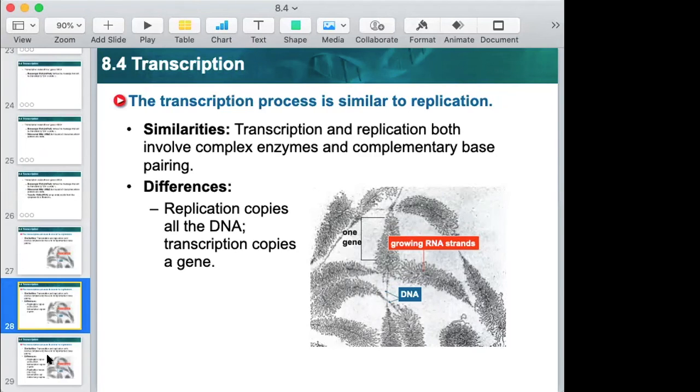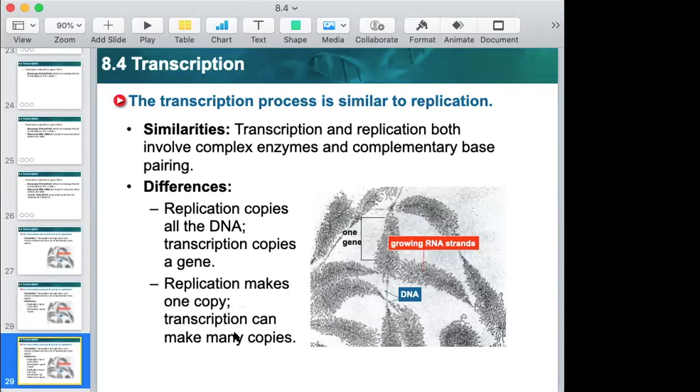So write these ones down. And also replication only makes one copy. Transcription, as you can see, is making hundreds of copies all at the same time.